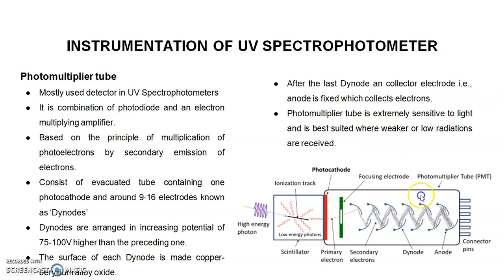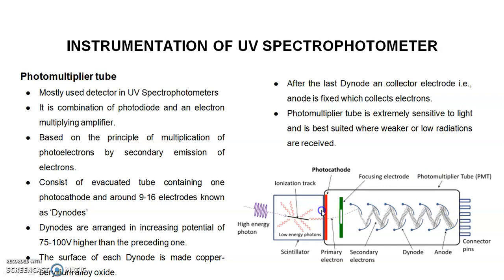After the last diode, we have something called a collector electrode, which is an anode, and it simply collects all the electrons emitted by these diodes. So we have one photocathode here which is red in color, and one anode at the end which is simply collecting the electrons. So it generates a potential difference between these two, and since there is a potential difference between those two electrodes, the current tends to flow.